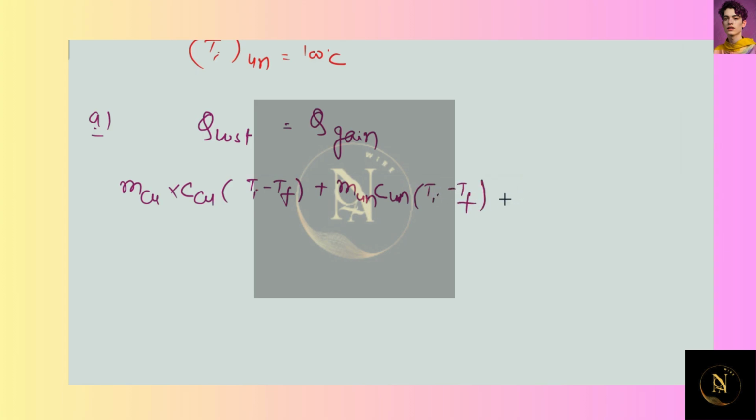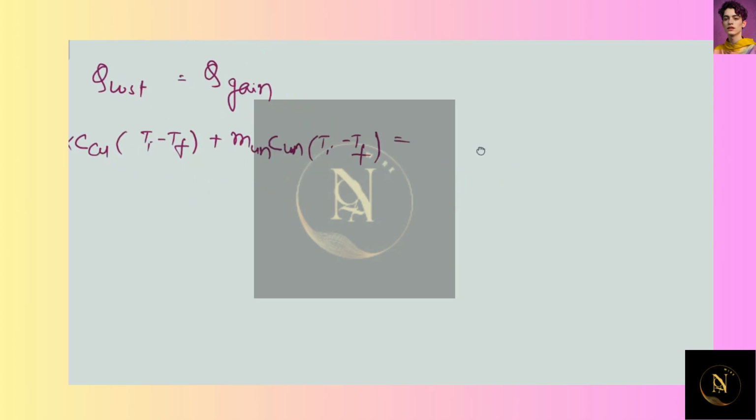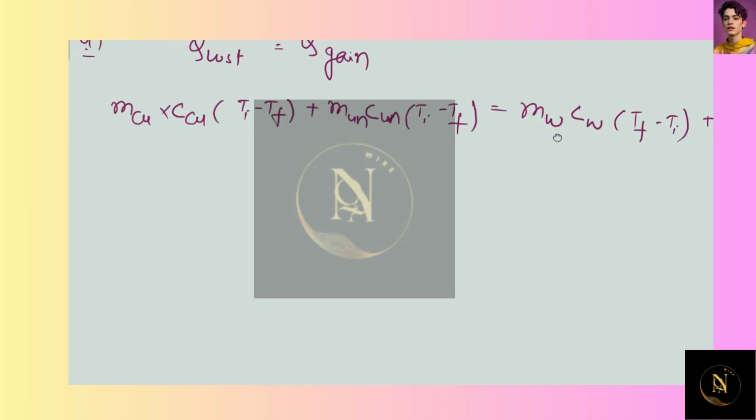The energy gain is by the water and the aluminum calorimeter. So this is the mass of the water times the specific heat of water times final temperature minus initial temperature of the water, plus the mass of the aluminium times the specific heat of aluminium times T final minus T initial. Now put all the data in this equation.